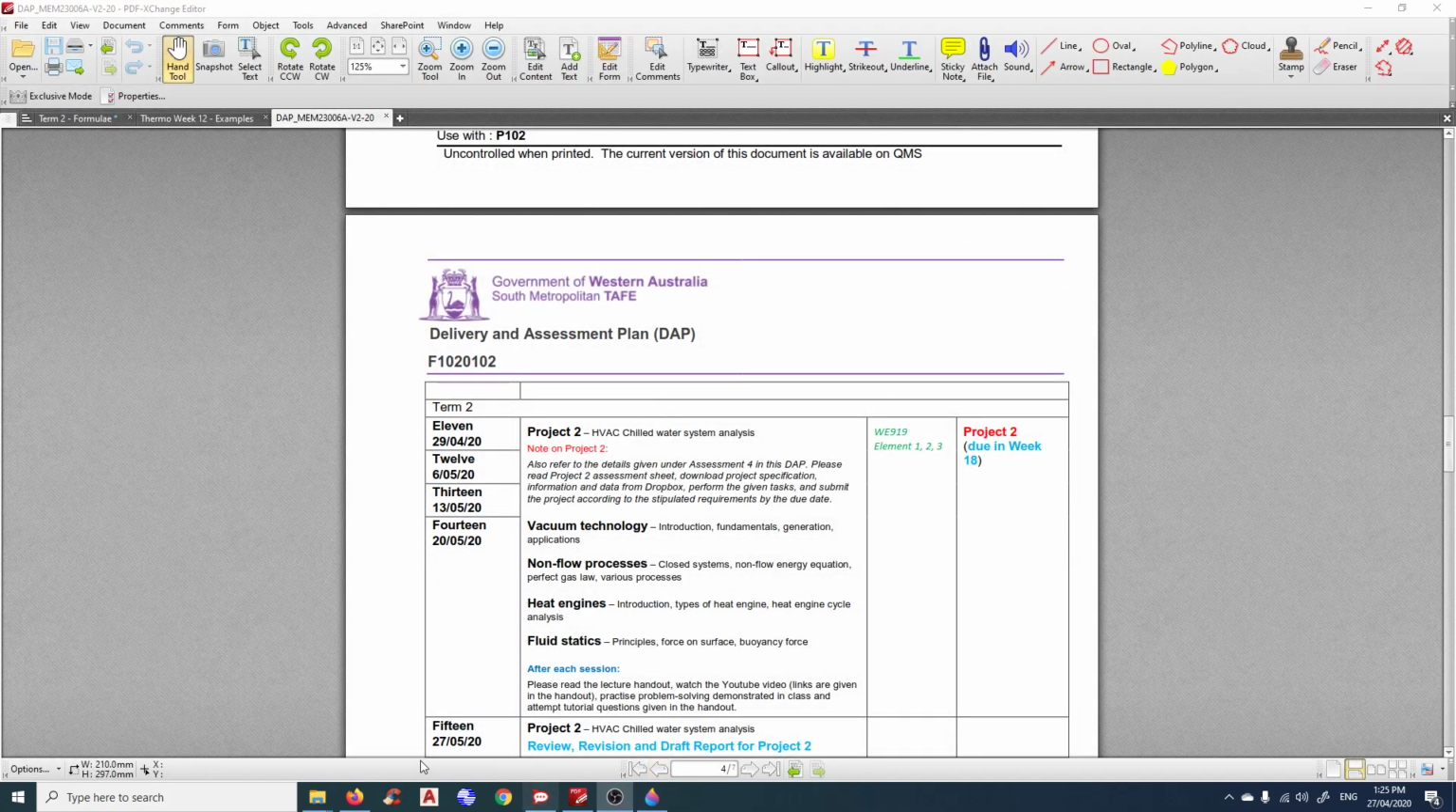Okay, so in week 11, last week, we discussed multiple gas processes, including constant pressure, constant volume, isothermal, adiabatic, and polytropic. Today we're going to see how we're going to use those gas processes in a heat engine.